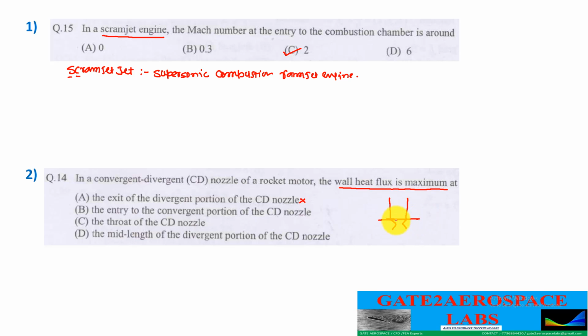From here onwards, the expansion starts. Expansion means the temperature will keep on decreasing. As the flow progresses from this point at the entry of the convergent portion to the exit of the divergent portion, the temperature will keep on decreasing because it's expansion. That means we have the maximum temperature here. If the temperature is maximum here, then of course the heat flux will be maximum at this section only. So our answer is B.